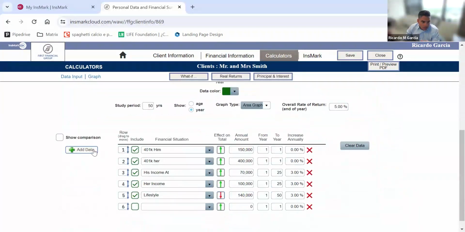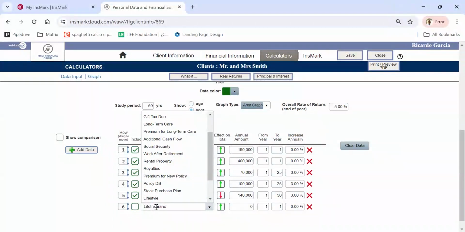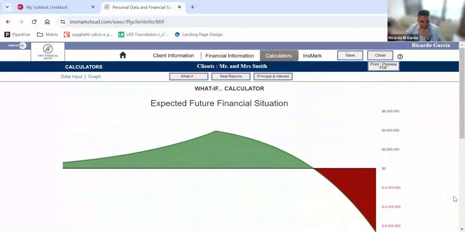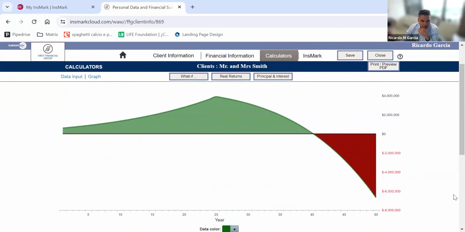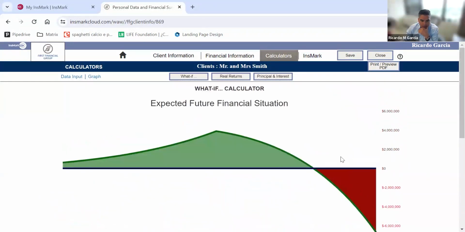So right now, Mr. and Mrs. Client, you each have life insurance, right? Of $500,000 each. So what we're going to do now is test that this is the right amount of life insurance. So we'll show a comparison.